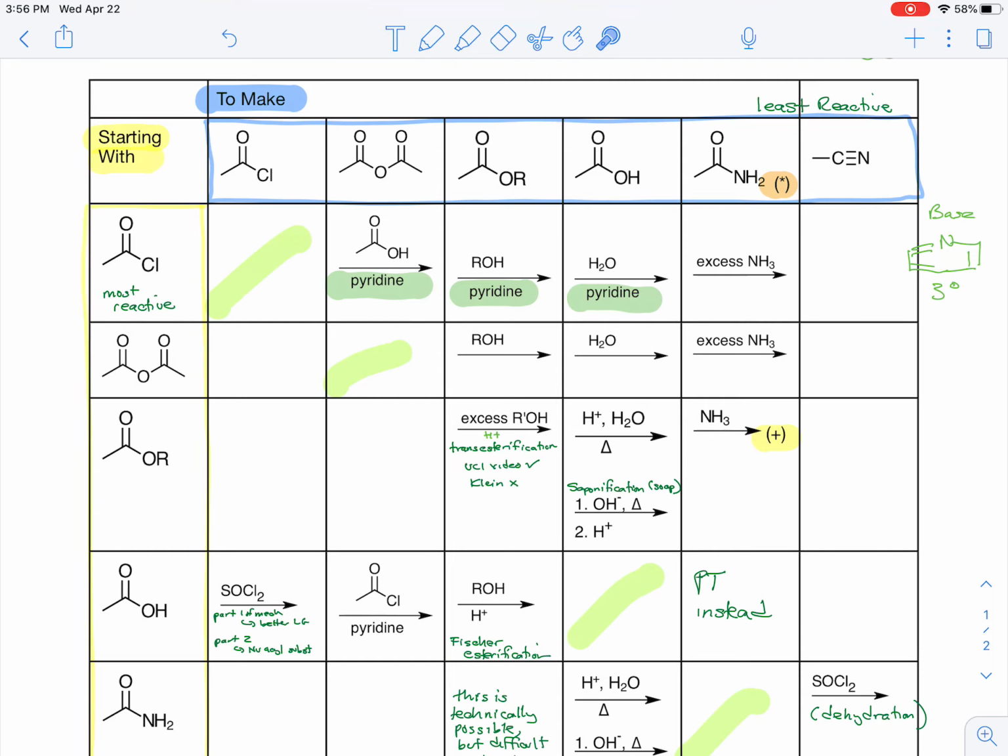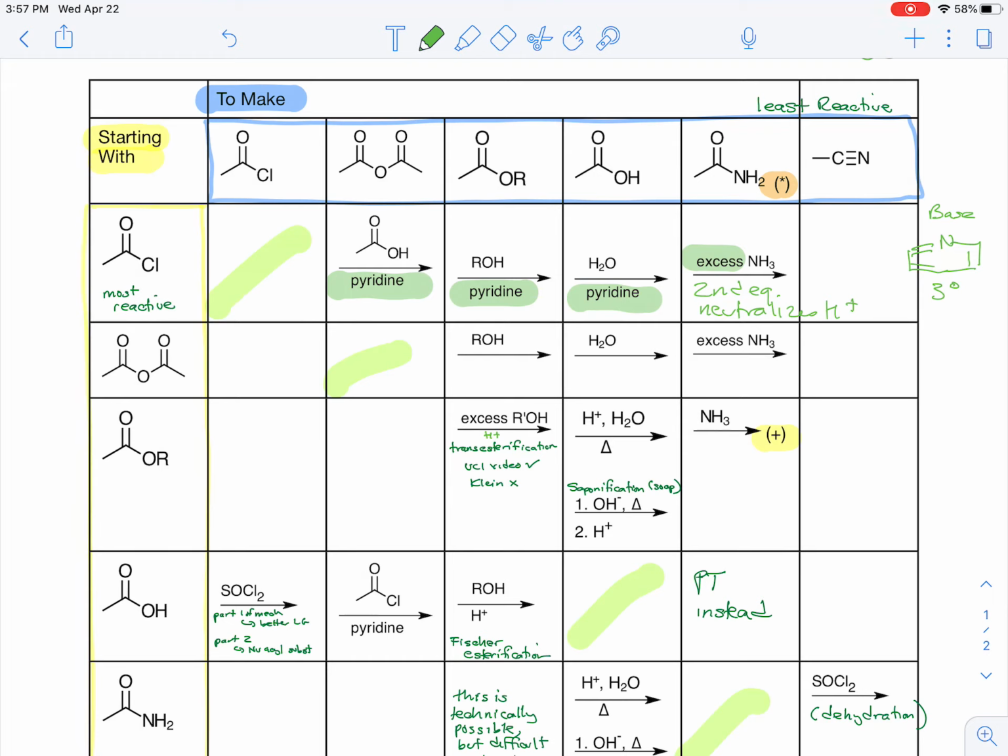You can also make an amide. To make a primary amide, we use ammonia. To make a secondary amide, you would use a primary amine. To make a tertiary amide, you would use a secondary amine. And the role of the excess nitrogen is that the second equivalent neutralizes the acid that's formed.